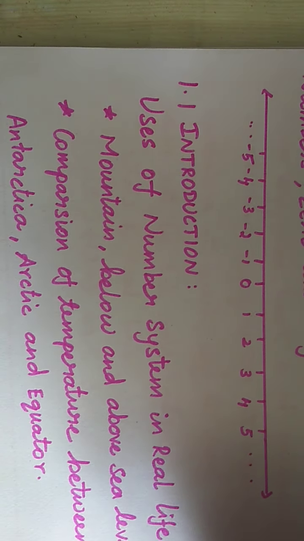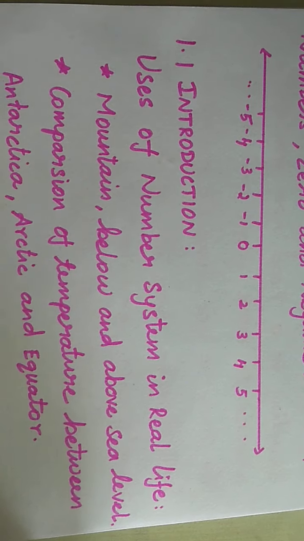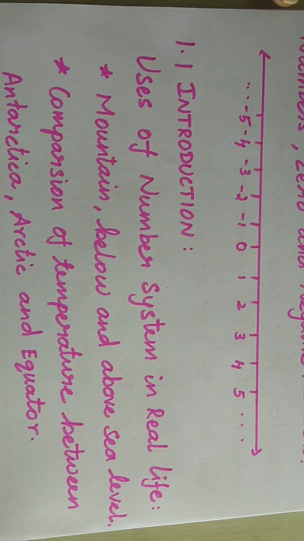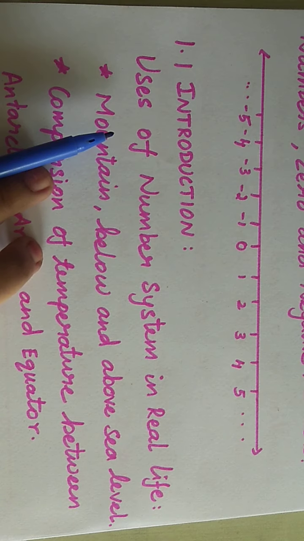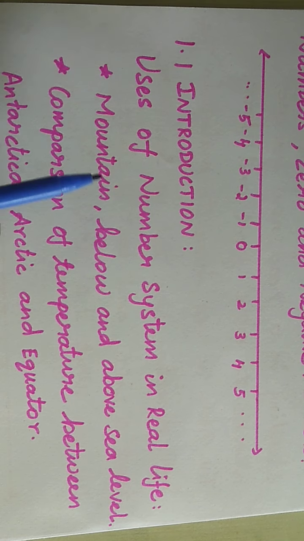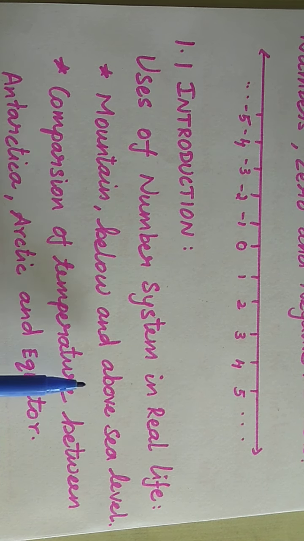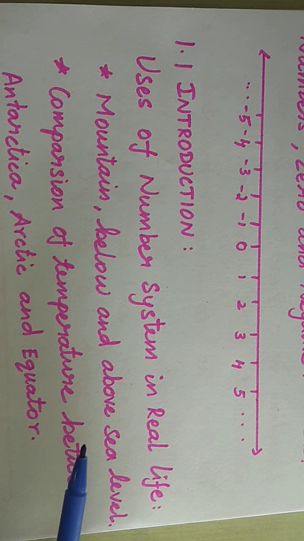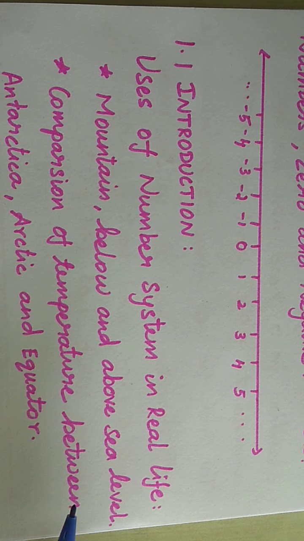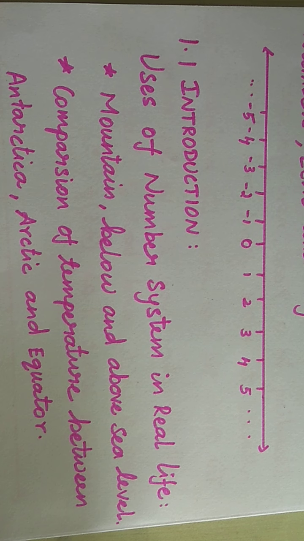We can use the number system in real life. We can use it in mountains to find out the sea level. So the uses of number system in real life: mountains, below sea level and above sea level, we are going to find it out. Using the number system we can find the sea level of the mountain. Then we can compare the temperature of Arctic, Antarctic and equator in the world.